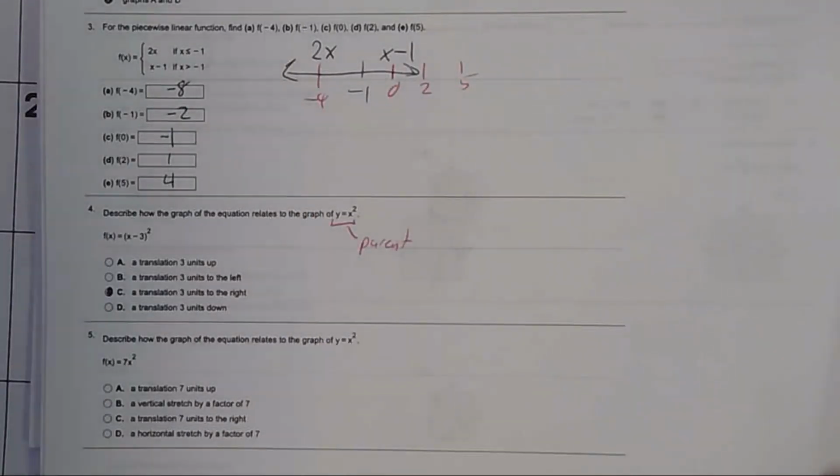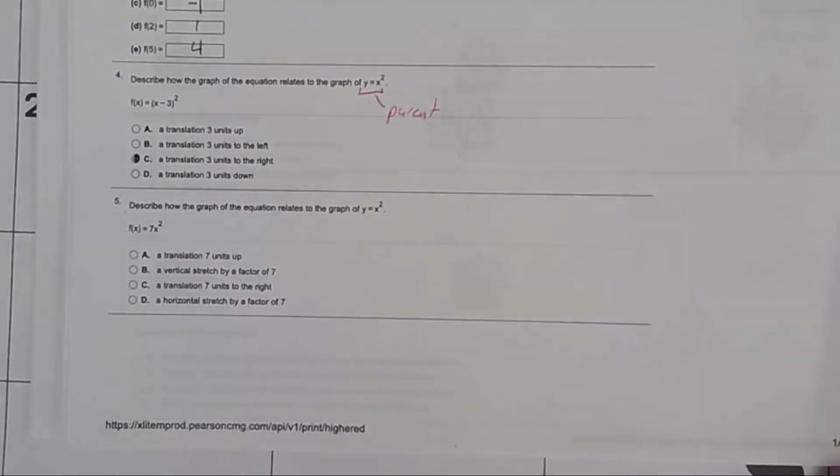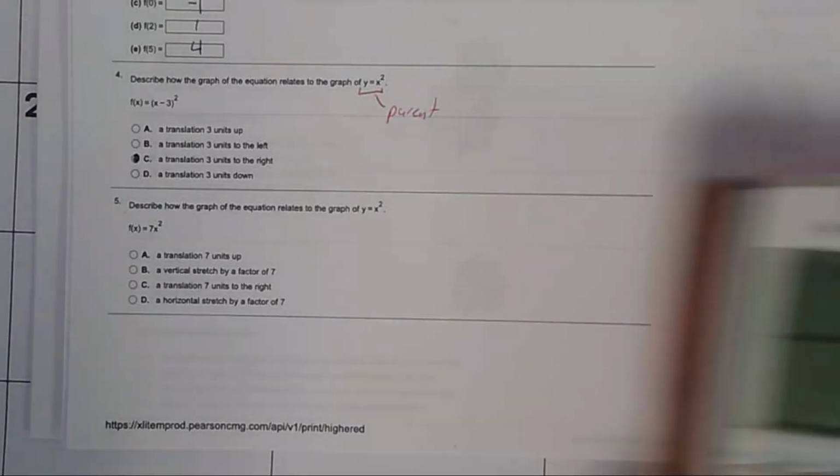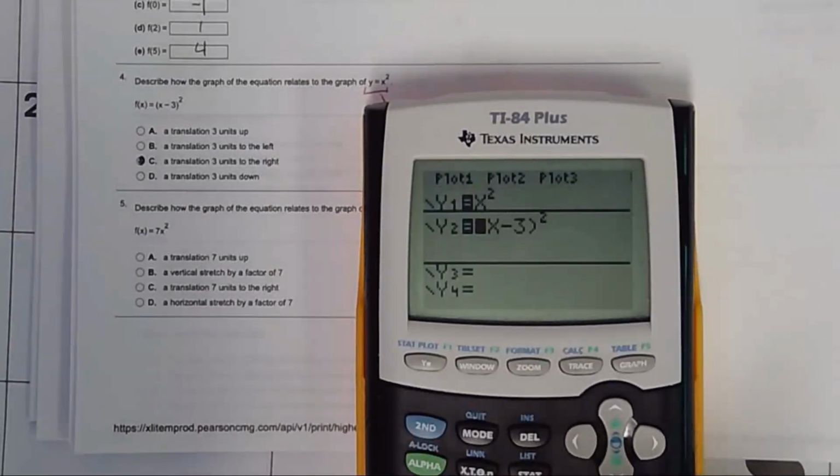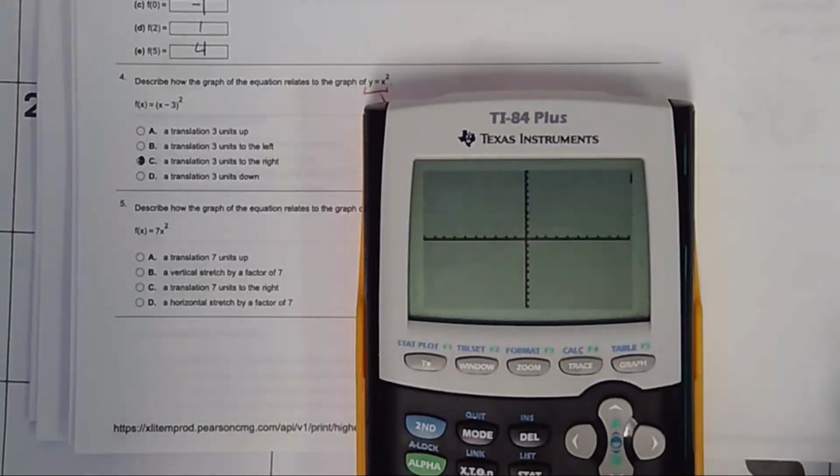Now again, we are supposed to compare a graph of f to x squared. So I have 7x squared. How does that compare to x squared? And again, with technology, we can type the parent first and then the child, and we can graph it. I mean, literally just compare the graph here.